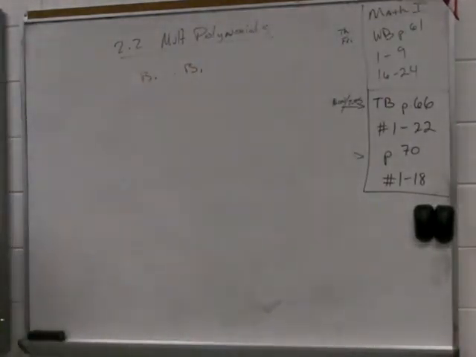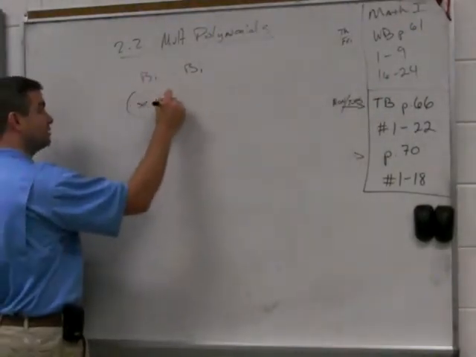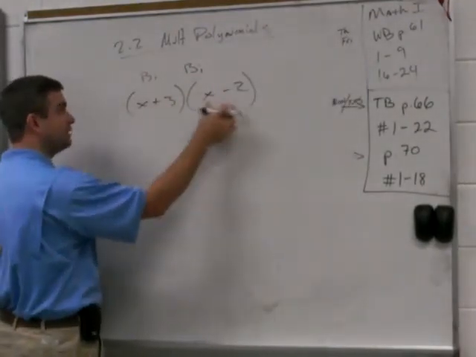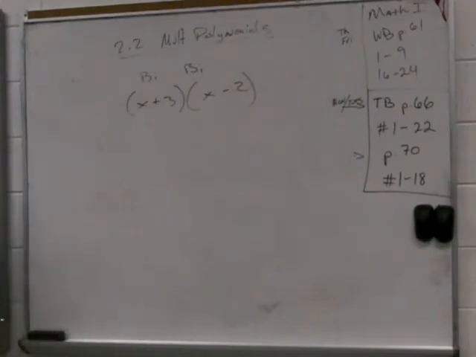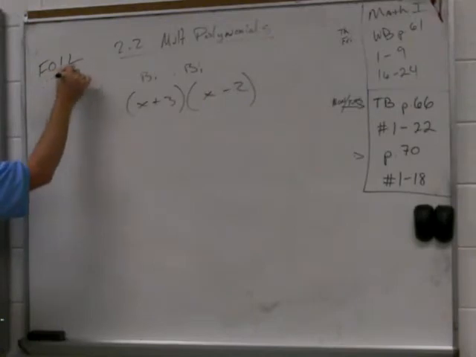Binomial times a binomial looks like this: x plus 3 times x minus 2. Instead of the distributive method to do this one, what method are you going to use? FOIL. F-O-I-L. What does that stand for? First, outer, inner, last. First, outside, inside, last.